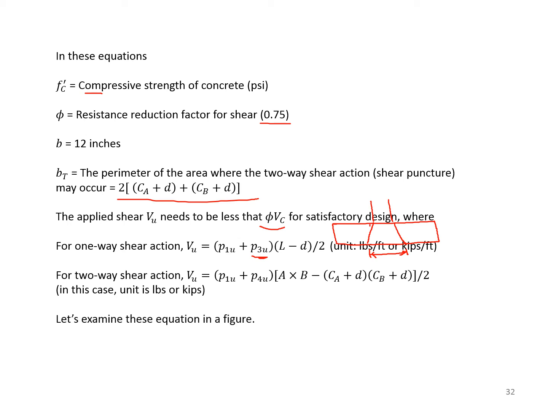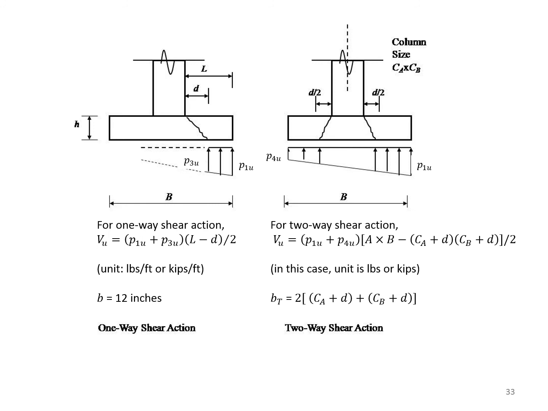So let's examine these equations in the figures for clarification. Now we know what that P3U is. Again, once you have that trapezoidal or triangular distribution, find from geometry the pressure here at the critical location for one way, and that is the applied shear. The average of these two, P1U plus P3U divided by 2, times L minus D. A very small amount of shear. In the perpendicular direction, we're just using 1 foot or 12 inches.